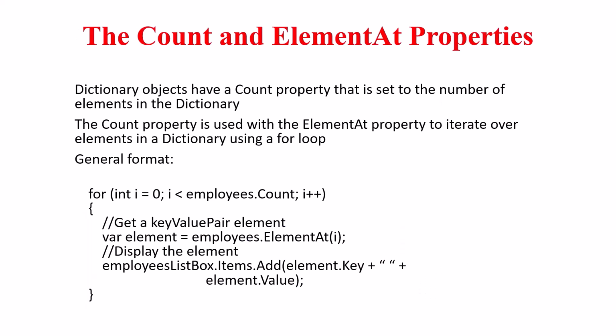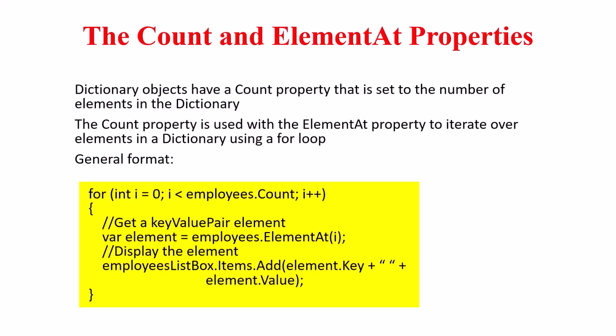There's also the Count and ElementAt properties. Dictionary objects have a Count property that is set to the number of elements in the dictionary. The Count property is used with the ElementAt property to iterate over elements in a dictionary using the for loop. General format is for i equals 0, i is less than employee.Count, i plus plus. So in other words, there's a counting property which knows how many items are actually in the dictionary at any given time, much like the list again.